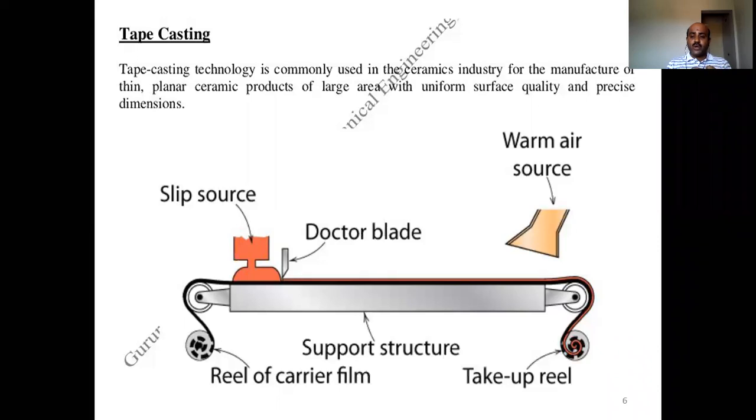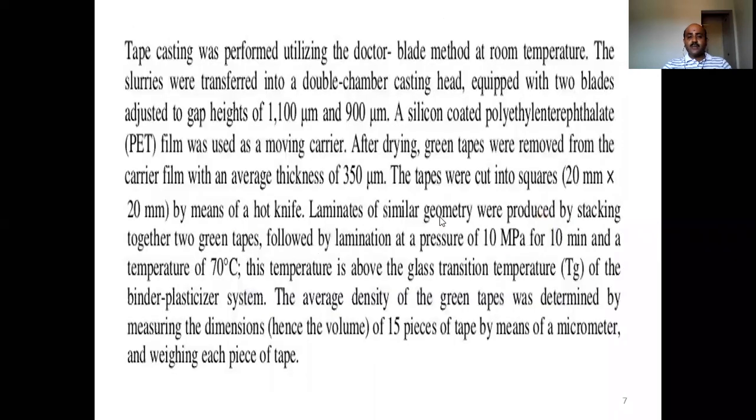This is the diagram showing the tape casting technique. Let us look at the different parts here. Here we have a slip source, the doctor table hopper. This is the reel of carrier film. This is the support structure. This is the take-up reel, and this is the warm air source. Let us discuss the process here.